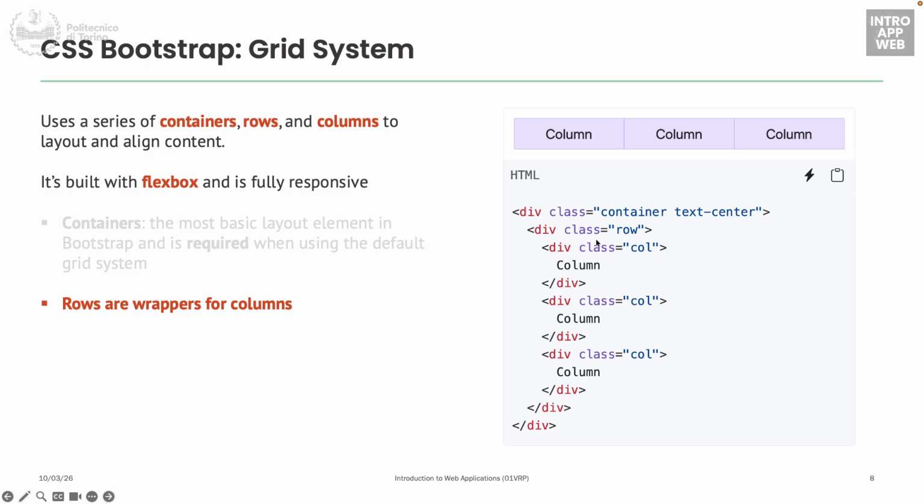So in Bootstrap we have the container, and all of the elements will be placed in rows. Is it clear up to now? So the rows are wrappers for columns.